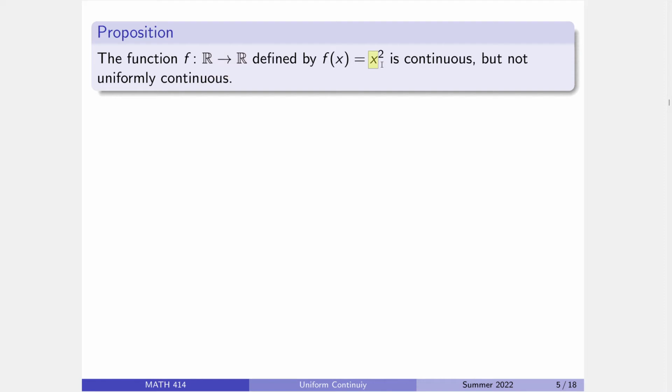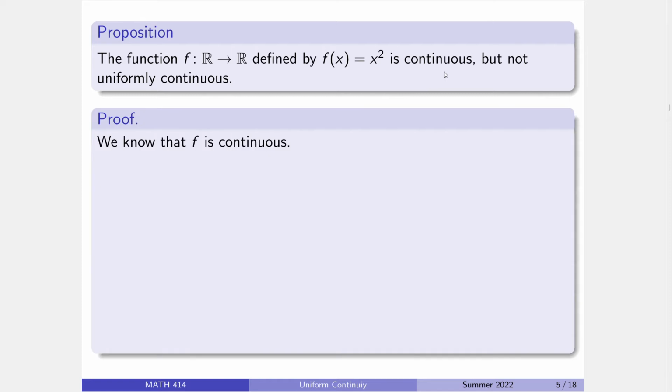I want my inputs to be close. Now, as you go further and further out, x squared does turn upwards. So, the outputs being close, I don't think there could possibly be a delta that works all the time. The delta is going to have to depend on the points. Because as you go further and further out to positive or negative infinity, 100 squared versus 101 squared, say. 100 and 101 are only 1 away from each other, but you square those two, and the gaps start getting a lot bigger and bigger.